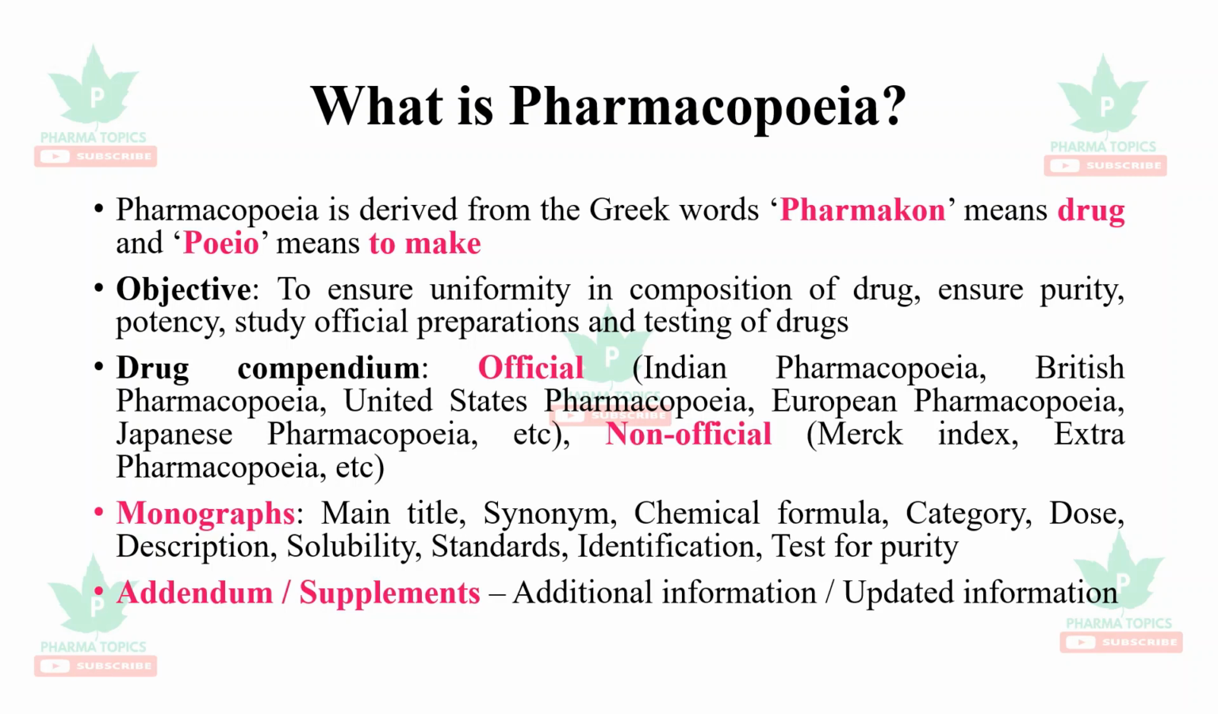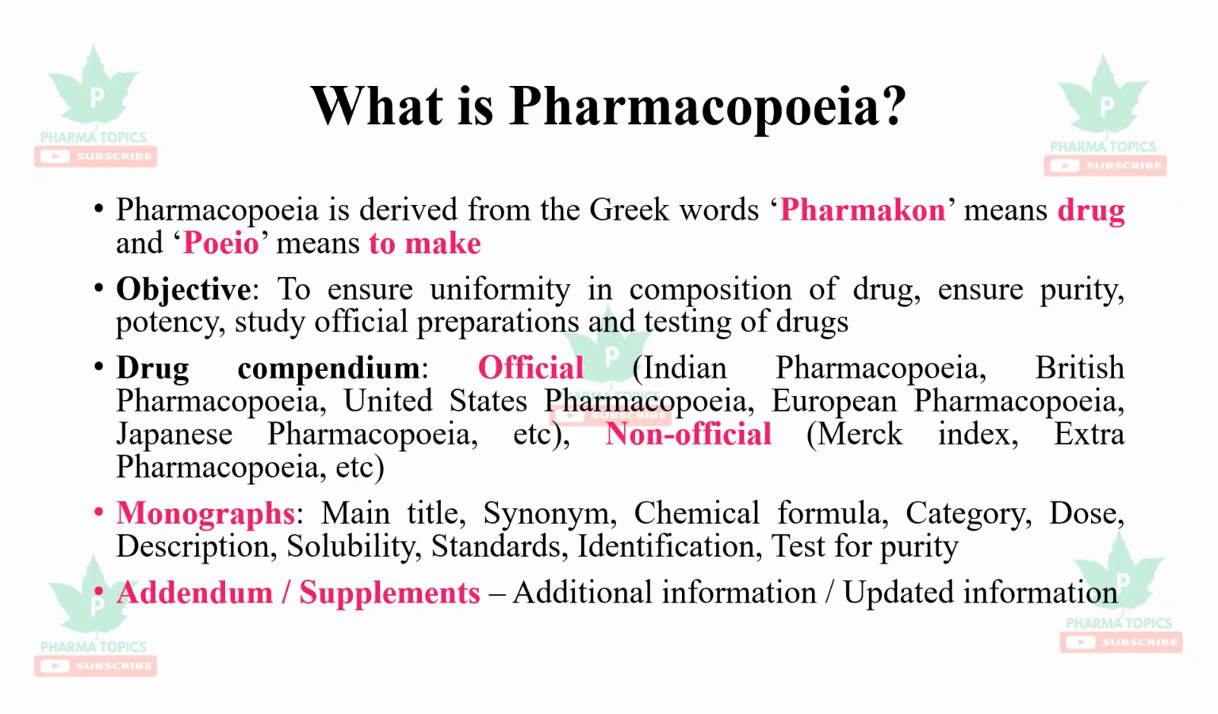The drug compendium, that is the information about drugs, is of two types: official and non-official. The official drug compendiums are Indian Pharmacopoeia, British Pharmacopoeia, United States Pharmacopoeia, European Pharmacopoeia, Japanese Pharmacopoeia, etc. The non-official drug compendiums are Merck Index, Extra Pharmacopoeia, and others.